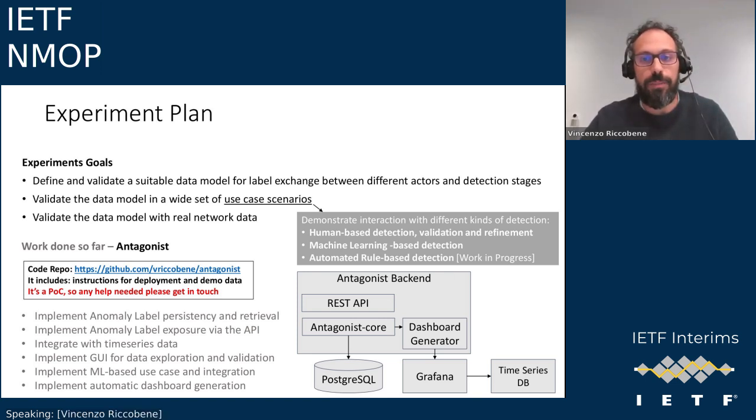Where machine learning based detection is in place, that's the second use case scenario. And the third use case scenario is the automated rule based detection. By the way, the third one is work in progress, and I will mention something about our stage on that. But for the first two, I would like to go more into the details, and I would like to mention the fact that I've been working on this project called Antagonist, which I presented already in the IETF hackathon in the past.